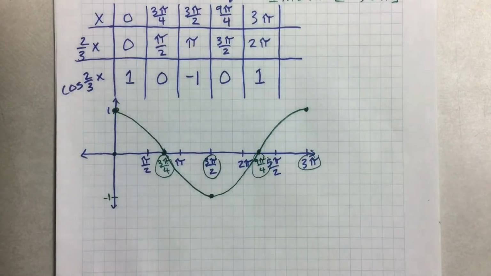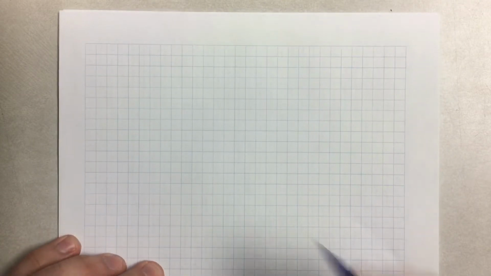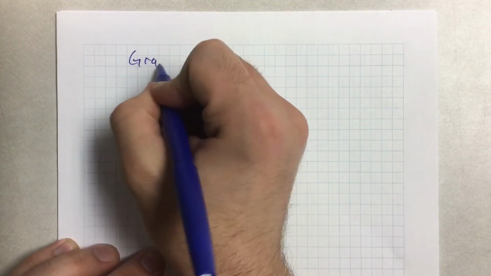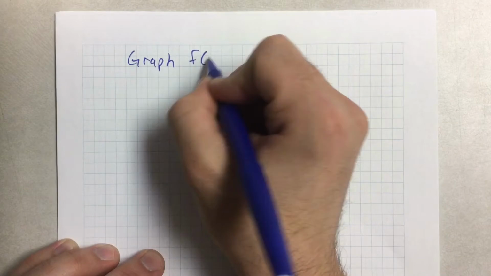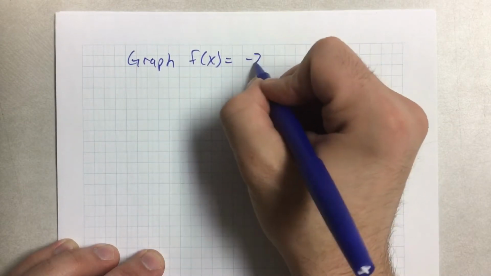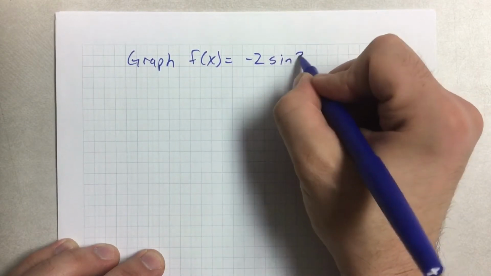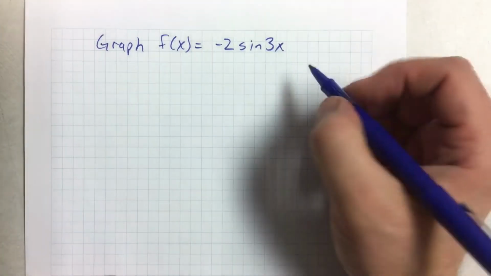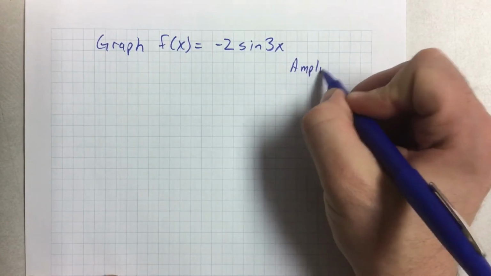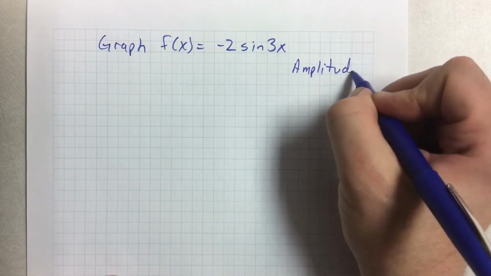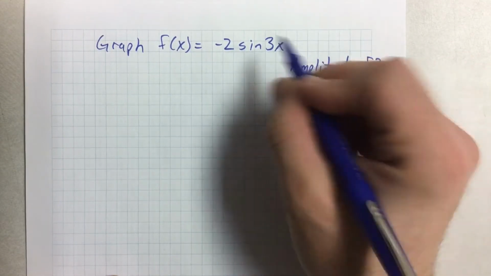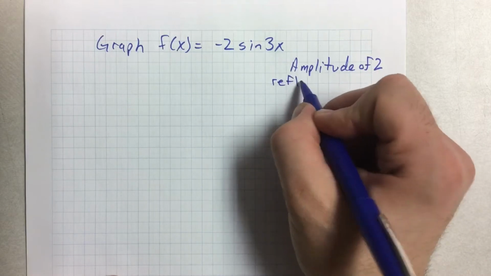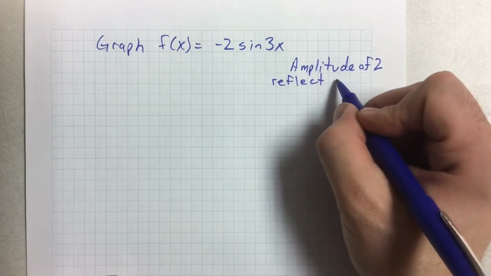All right, one more example for this lesson. Let's go back to using sine. So let's graph f of x equals -2 sine of 3x. Okay, so amplitude of 2. The negative tells us that we are reflecting over the x-axis.